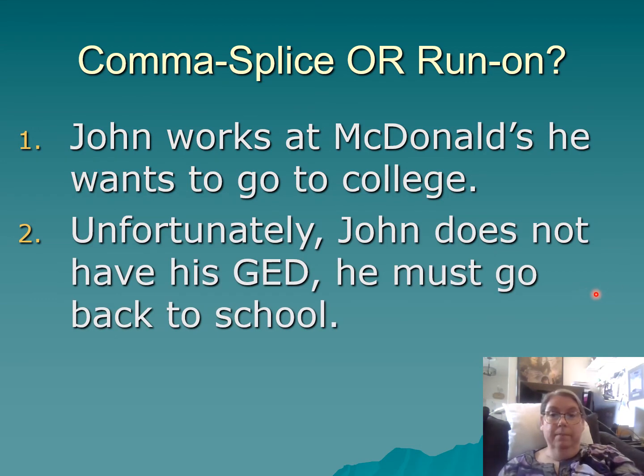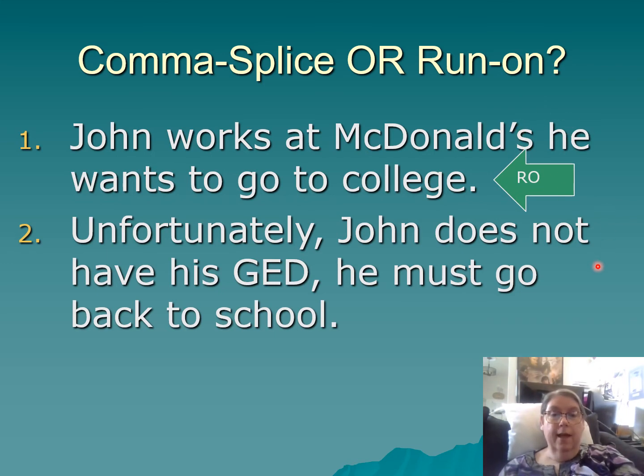So here are some comma splices and run-ons, and we need to figure out which one they are. So let's look at these and see if we can figure them out. So John works at McDonald's. He wants to go to college. And that's a run-on. I can see John works at McDonald's. There's one sentence. He wants to go to college is the second sentence. So I would need to fix it right here.